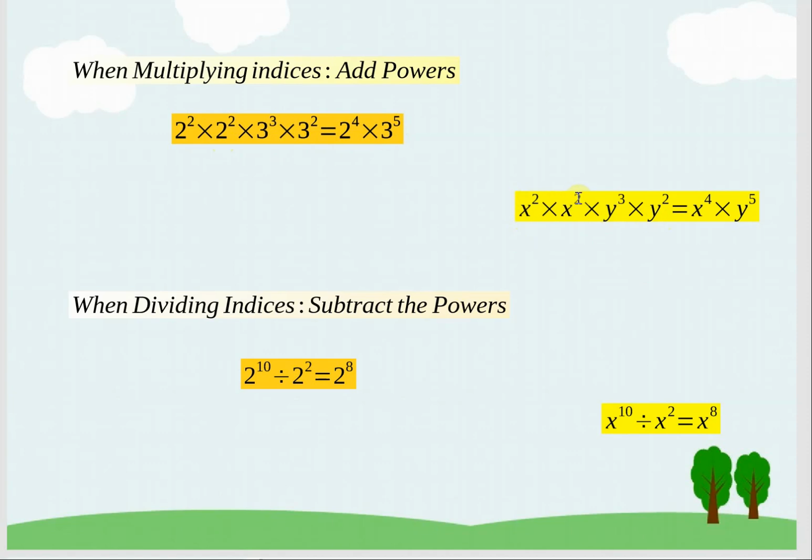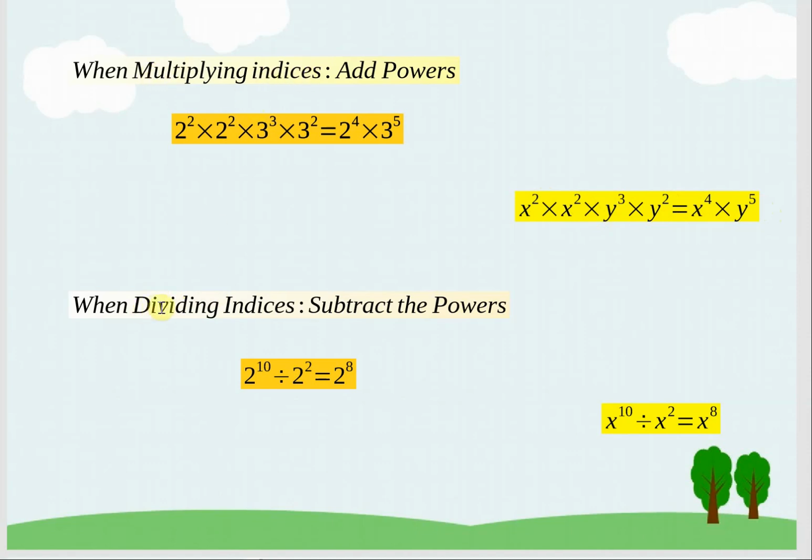You add the powers. So we have x, which are the bases, so we have 2 plus 2, that gives us 4. And then we have the y's. We have 3 plus 2, that gives us 5. Now, this is when we are multiplying indices.